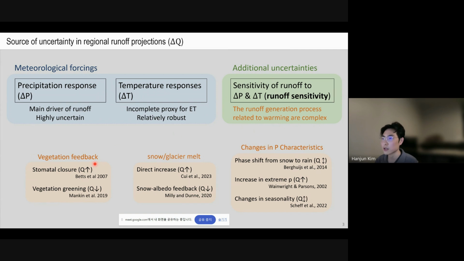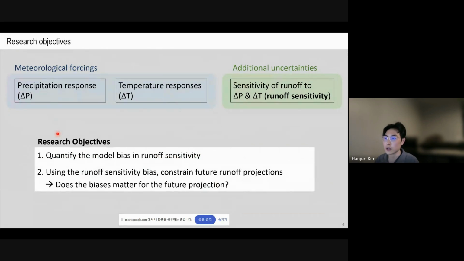And we know that the accurate representation of these processes in models is very challenging, and we think this is the main cause of the uncertainty in runoff sensitivities. So here are our research objectives. First, we want to quantify the model bias in runoff sensitivity. Second, using this runoff sensitivity bias, we want to constrain future runoff projection. By constraining this, we want to identify whether the bias in this runoff sensitivity matters for the future projections or not.